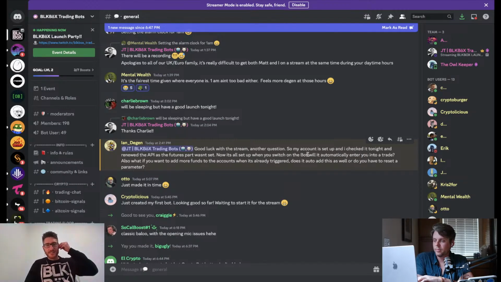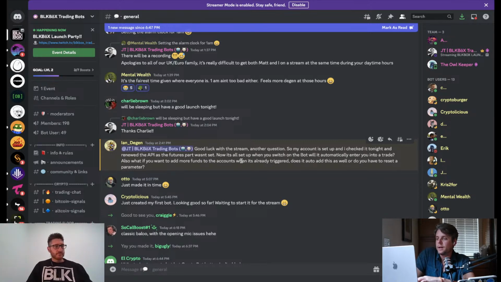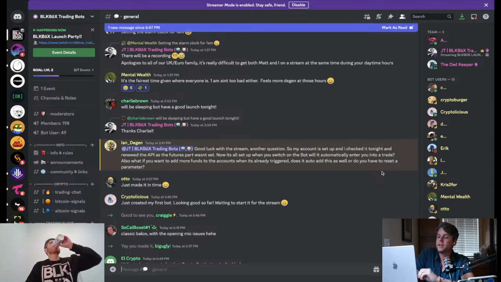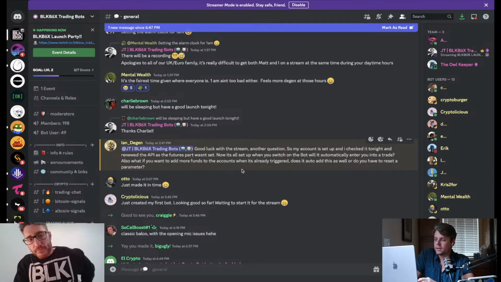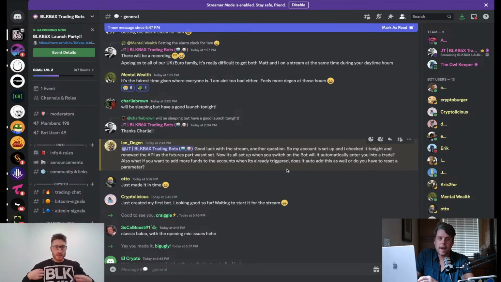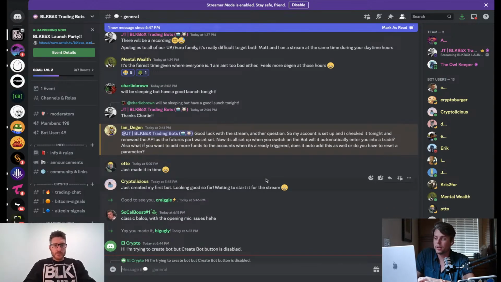Another question. My account is set up and I checked it tonight and renewed the API, as the futures part wasn't set. Now it's all set up. When you switch the bot on, will it automatically enter you into a trade? No, you have to actually click enter. Also, if you want to add more funds, we are going to create an increase position button or add to the trade button. We haven't decided on the verbiage yet, but that's coming probably within a week.